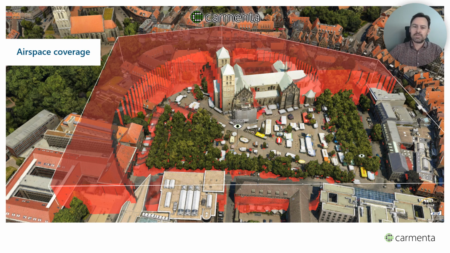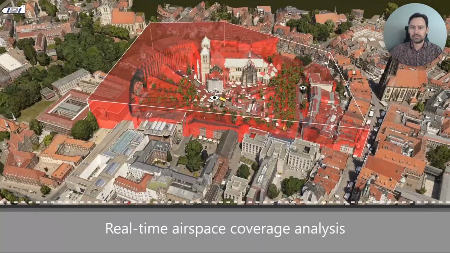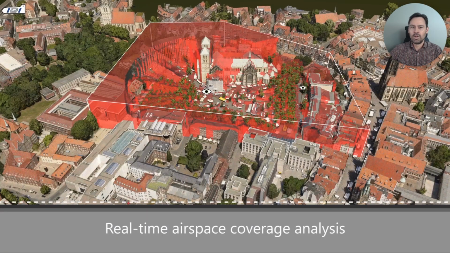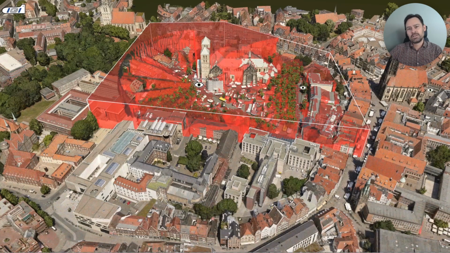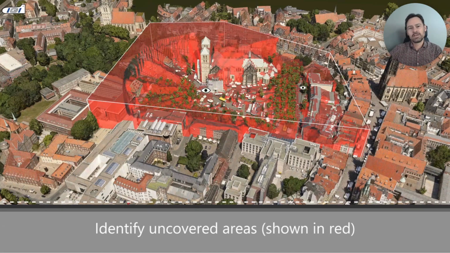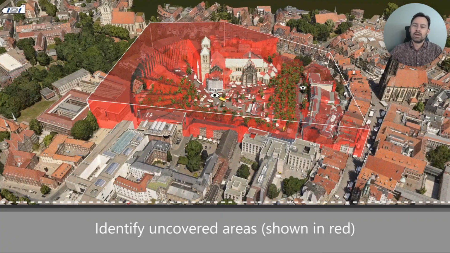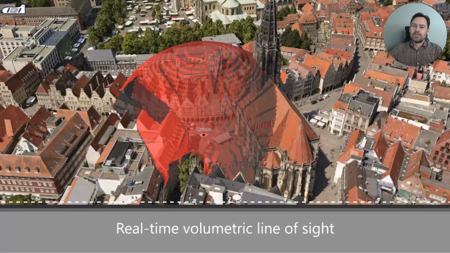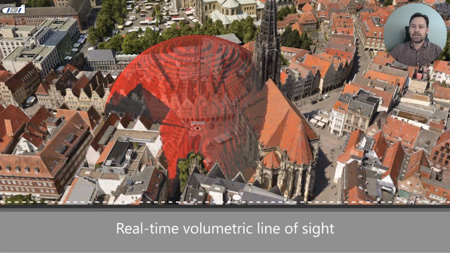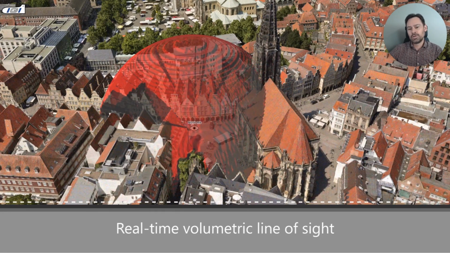But understanding airspace coverage can be very complex. To give the operator a clear picture of how good the airspace coverage is, we can therefore calculate and visualize the airspace coverage in real time in an easy to understand way. We can also show the volumetric line of sight, that is what is seen by one particular sensor.